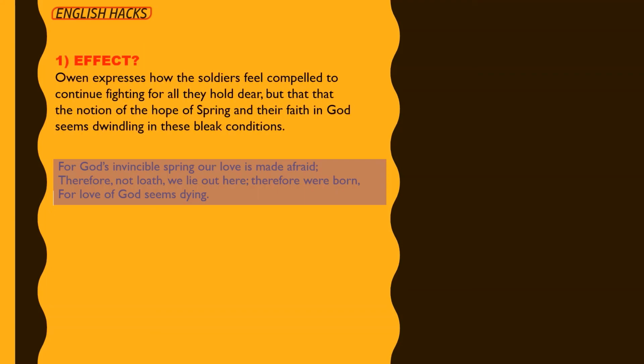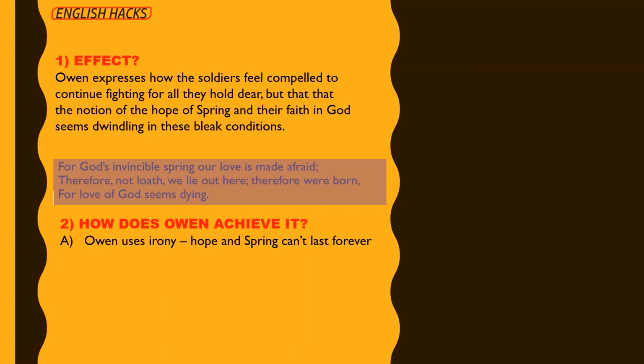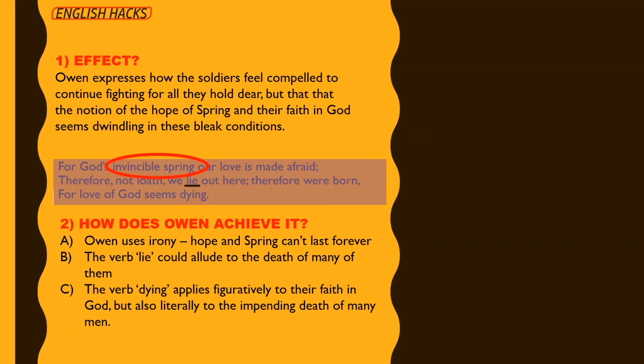Owen here then is expressing how the soldiers feel compelled to continue fighting for everything that they hold dear at home, but that doesn't stop them losing their sense of hope and their faith in God. He uses a lot of irony within these lines. He knows that hope and spring are things which can't last forever. Also, the verb "lie" could allude to the death of many of the soldiers, and this is echoed by the use of the word "dying", which applies figuratively to the dying of their faith in God, but also literally to the impending death of many of the soldiers, which is described at the end of the poem.